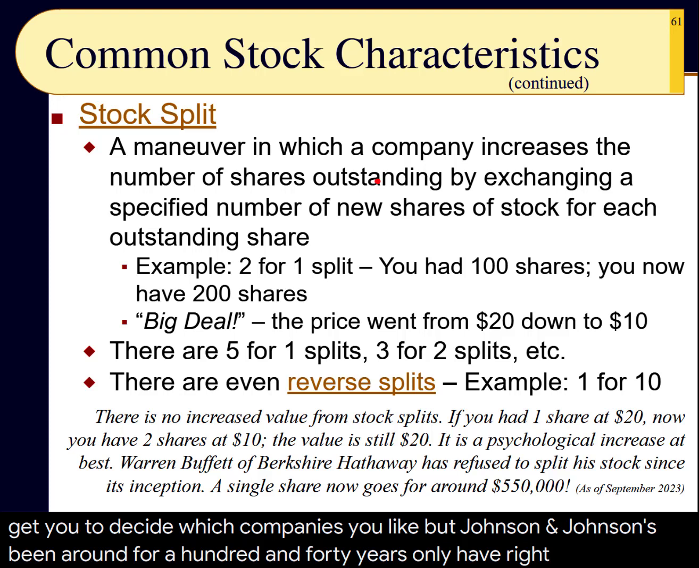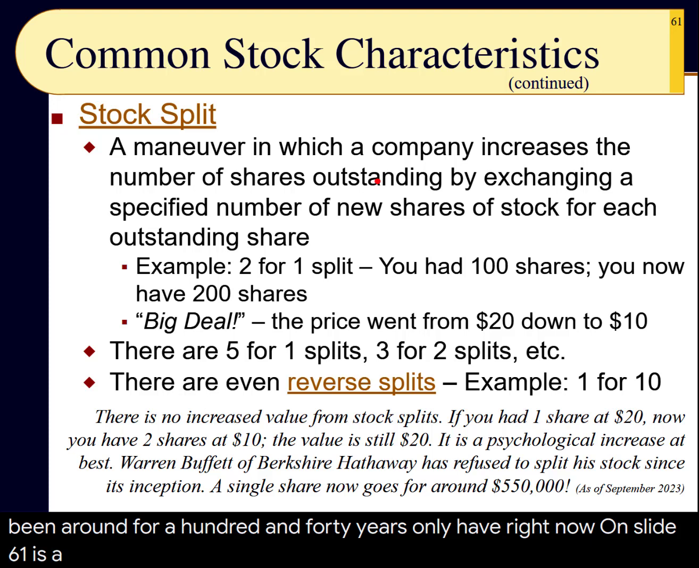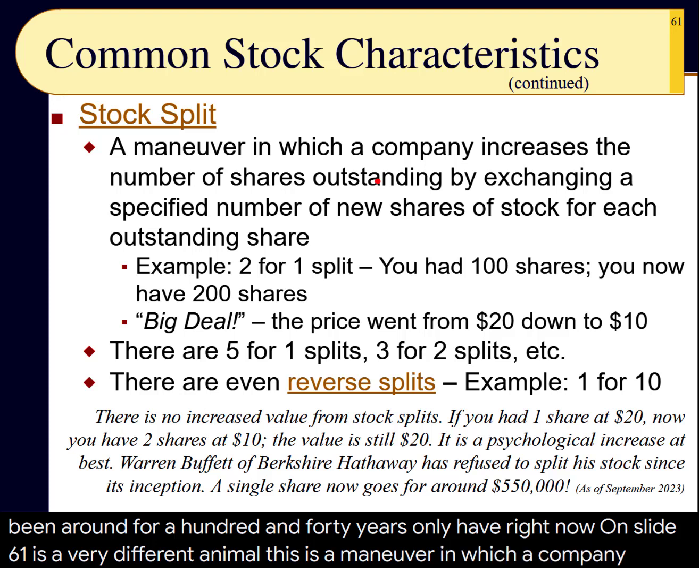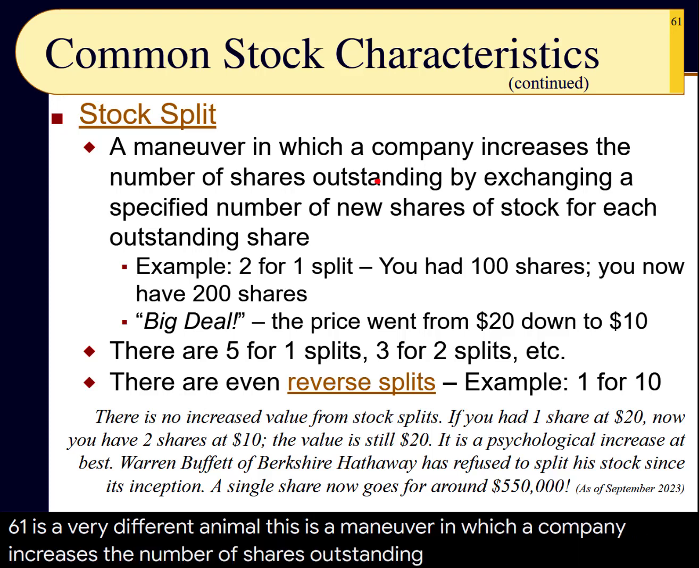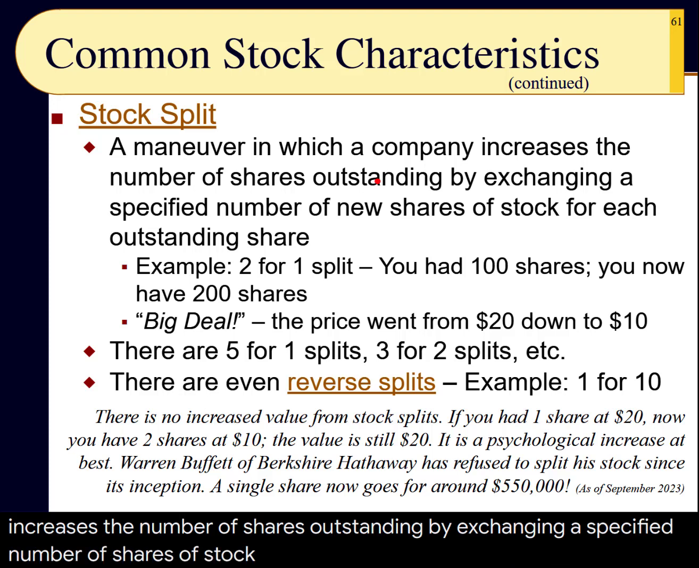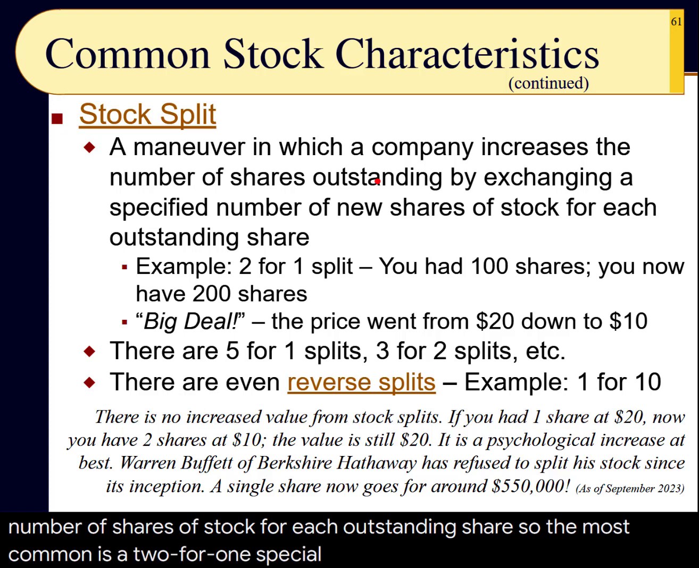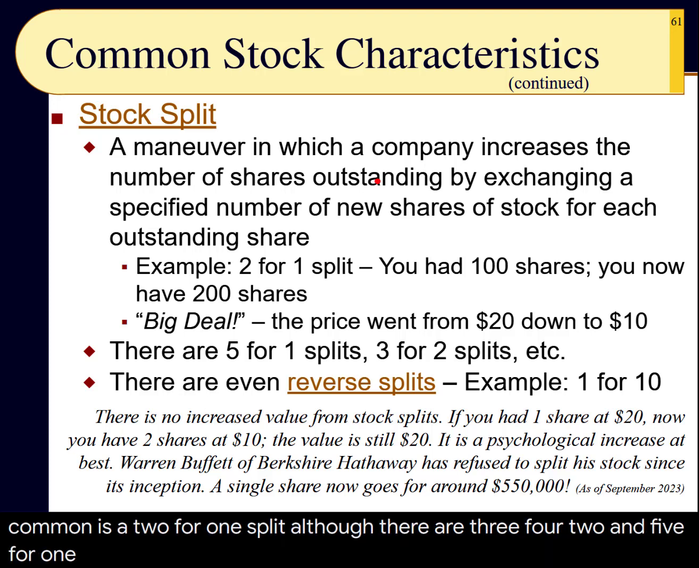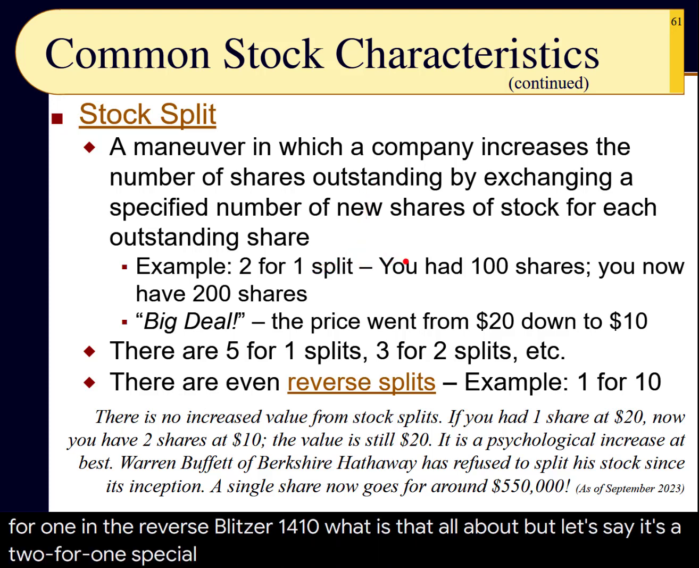Yeah, right. Now, a stock split on slide 61 is a very different animal. This is a maneuver in which a company increases the number of shares outstanding by exchanging a specified number of shares of stock for each outstanding share. So the most common is a 2-for-1 split, although there are 3-for-2 and 5-for-1 and the reverse splits. They're 1-for-10. What is that all about? But let's say it's a 2-for-1 split and you had 100 shares. Well, you now have 200 shares. Yippee! No. The price went down in half.